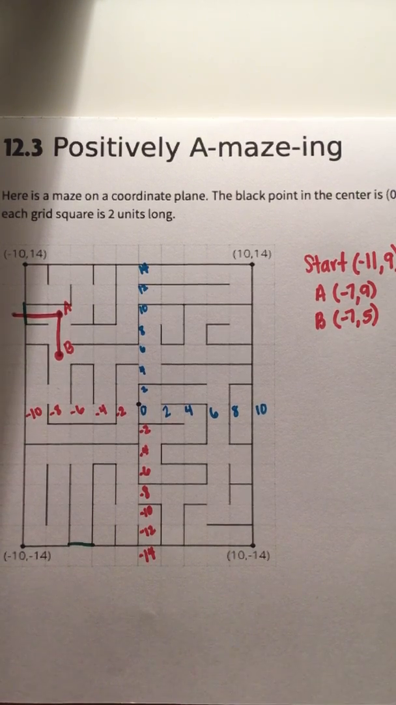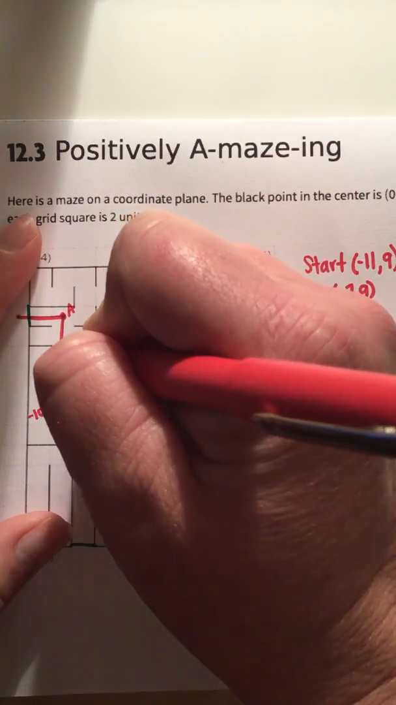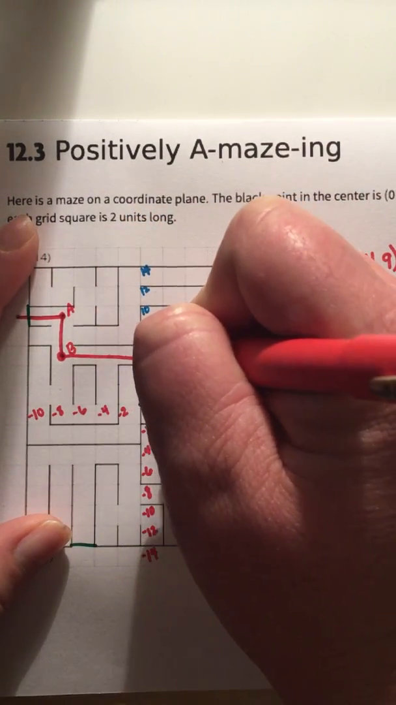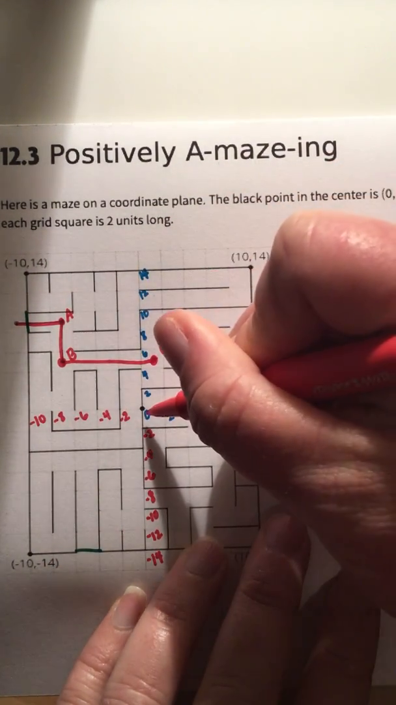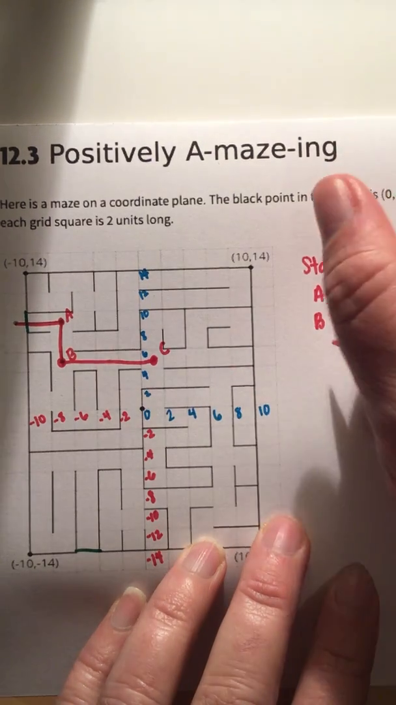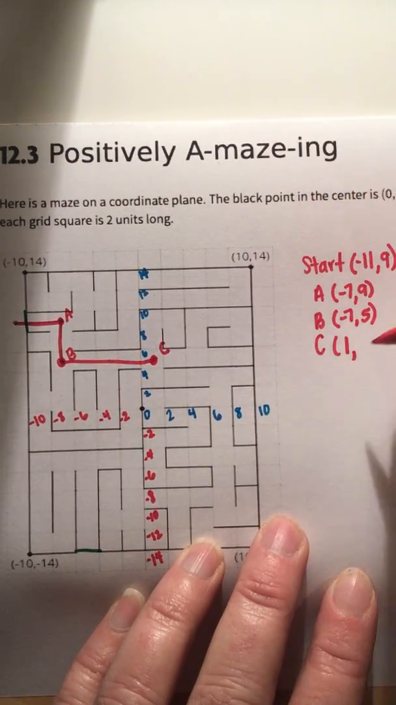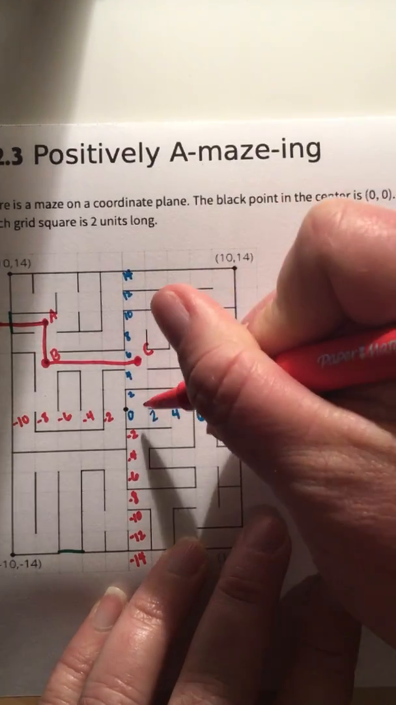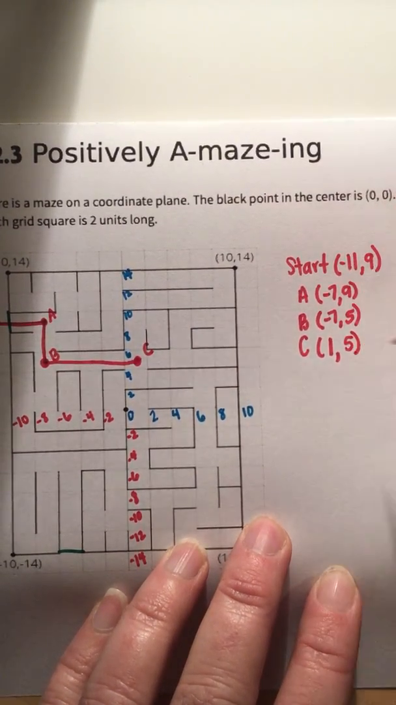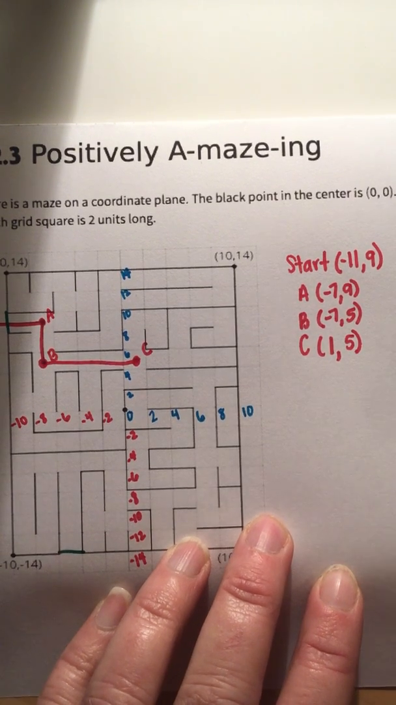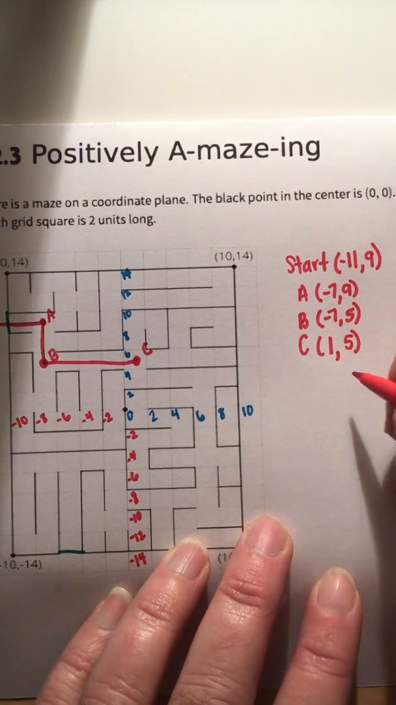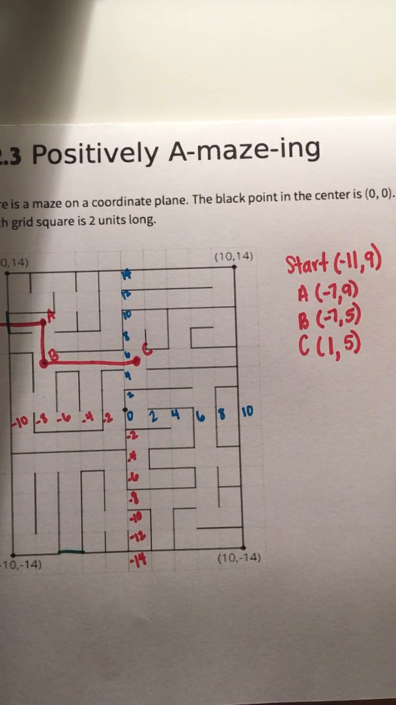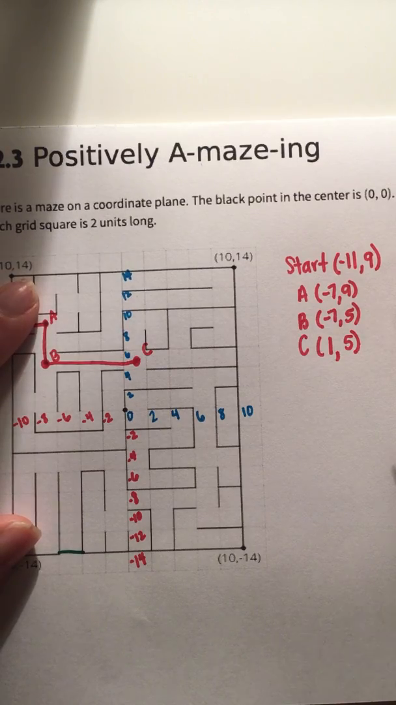Okay, so let's go ahead and go through this. All right, so now we're going to go from point B to here. So it's going to be in the middle, and that's going to be C. So that would be 1 to the right. So C is going to be 1, and then it's 5 up. So it'd be 1 positive, I'm sorry, yeah, 1 positive 5.